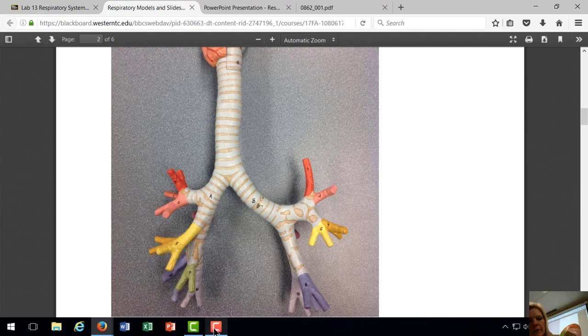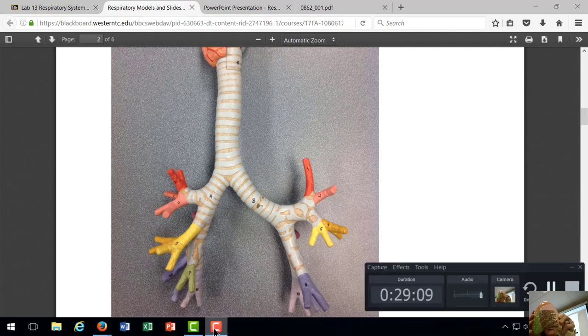This special model here shows the bronchopulmonary segments. You can see the different colors on this model. It's got brown and green and yellow and pink and orange. These are all representing bronchopulmonary segments. So if you see a colorful portion within a lobe on a lab exam question, the answer is bronchopulmonary segment.